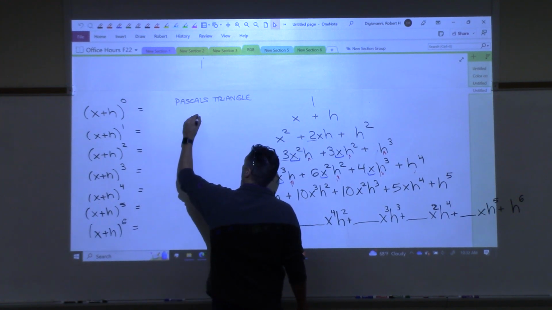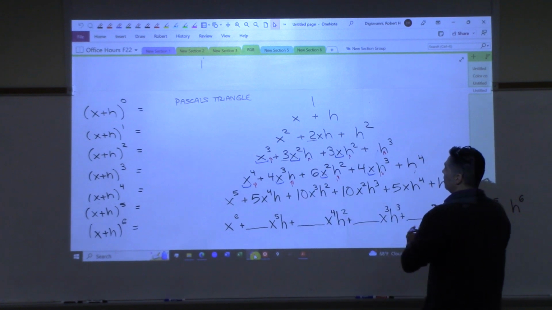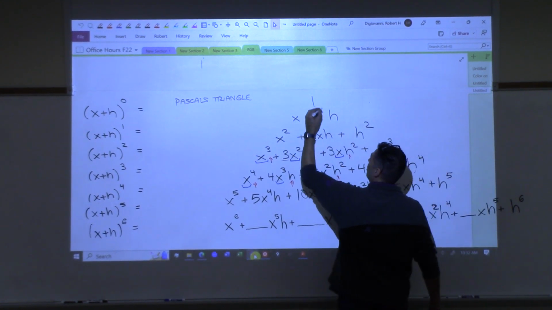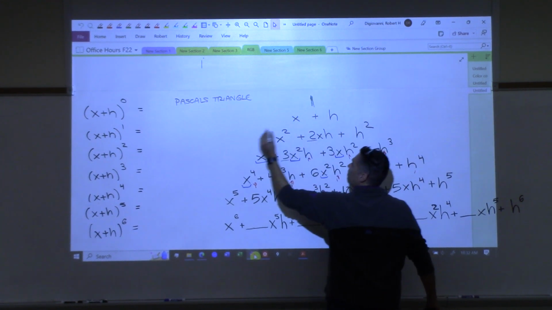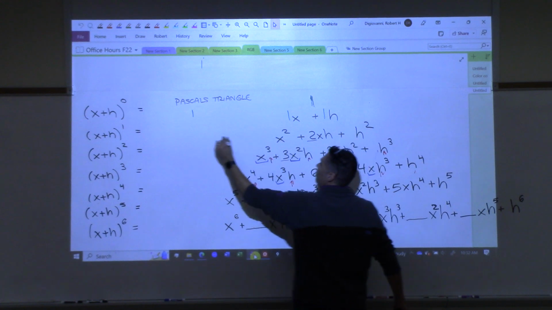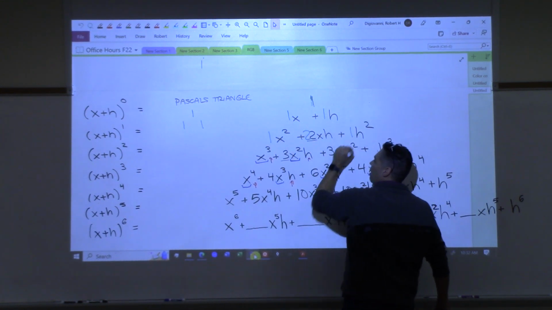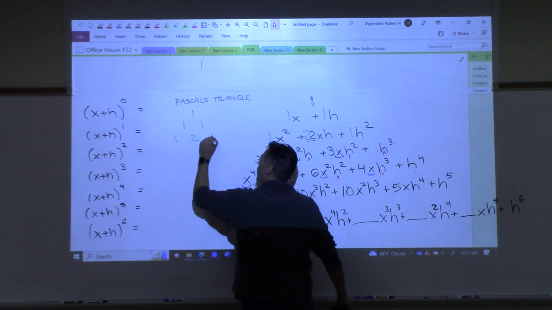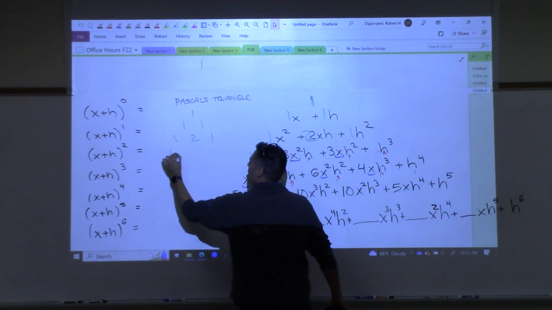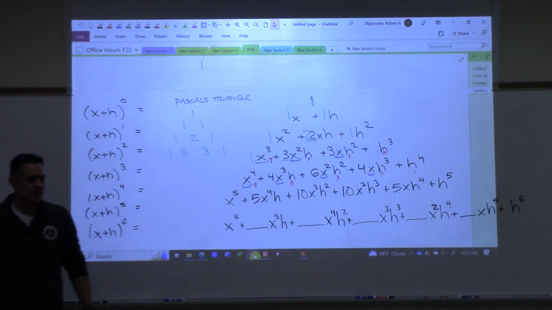Pascal's triangle goes like this. Notice on all of this that you see in front of you, let's look at just the coefficients, just the numbers. I have a 1 here, so I'm going to put a 1. Then on the next row, I have a 1 and a 1. On the next row, 1, 2, 1. Next row, 1, 3, 3, 1. Okay, let's see if we can see the pattern of this.